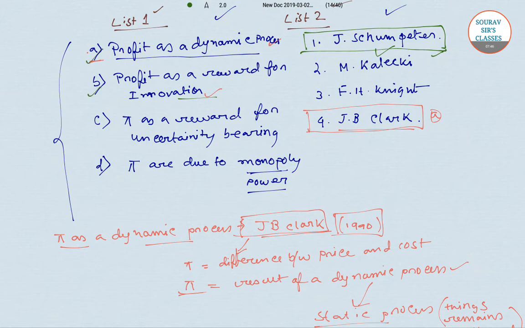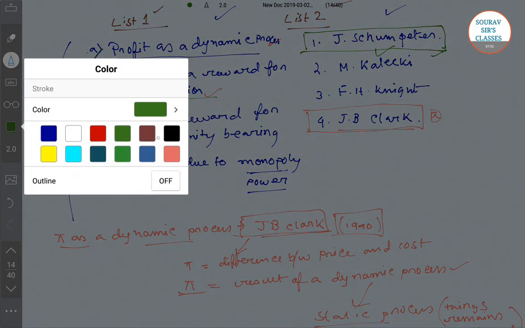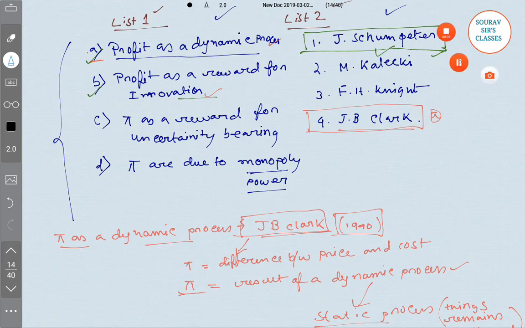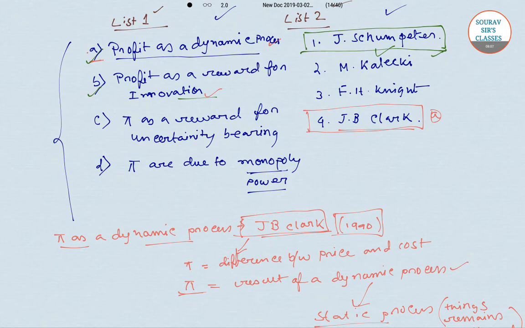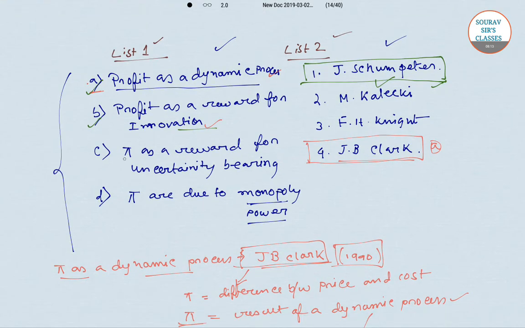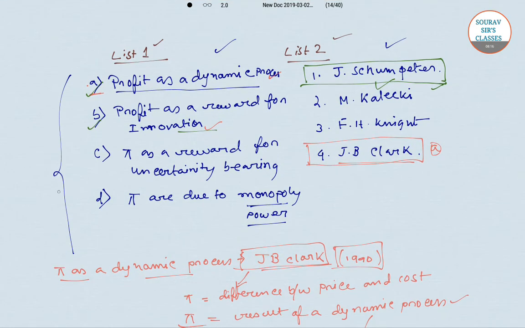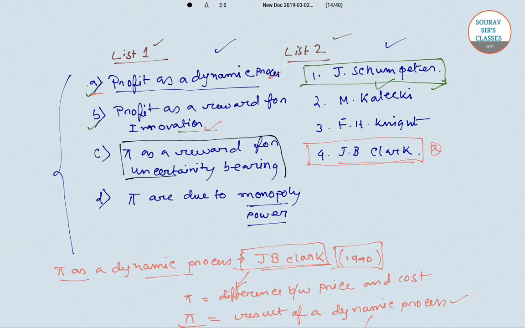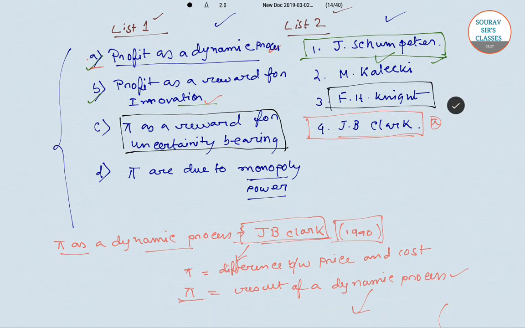So we are done with the first two. Next one is profit as a reward for uncertainty bearing. It was given by whom? Profit as a reward for uncertainty bearing. This theory was given by F.H. Knight.